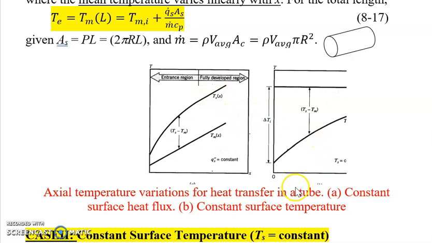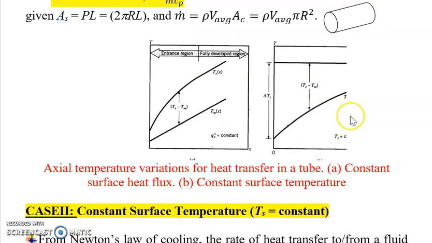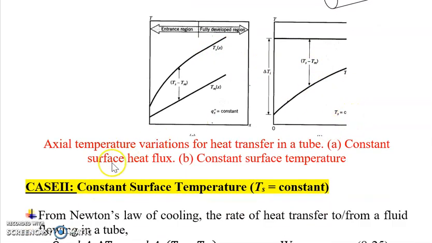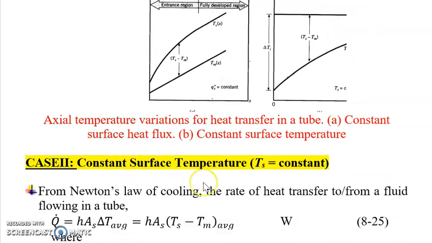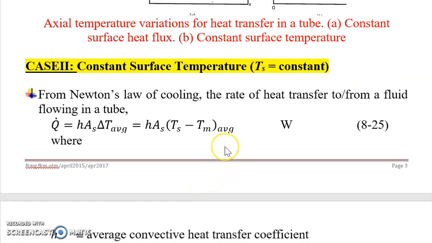There's constant surface temperature, they are not. The second case is a boundary condition, constant surface temperature. We look at the heat transfer now. Because we know the surface temperature, we would like to know the heat transfer rate to or from the fluid flowing in a tube.